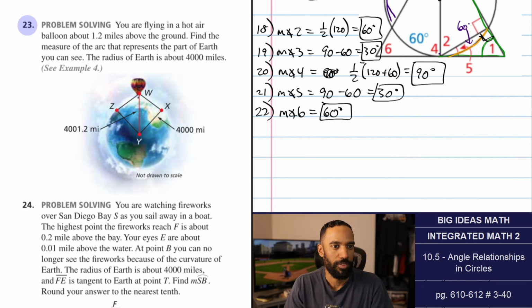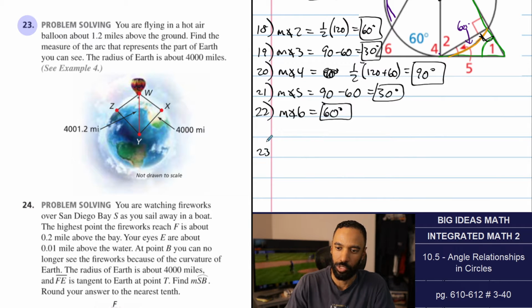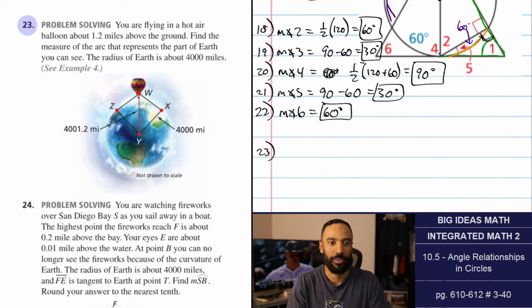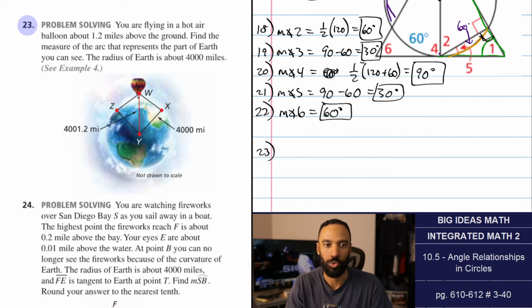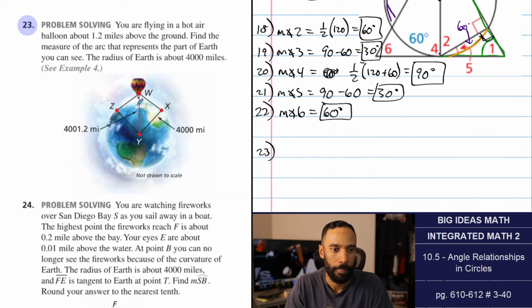All right, let's keep moving forward to number 23. We start to hit some word problems, probably some proofs down the line. So 23 is problem solving. You're flying in a hot air balloon about 1.2 miles above the ground. Find the measure of the arc that represents the part of Earth you can see.